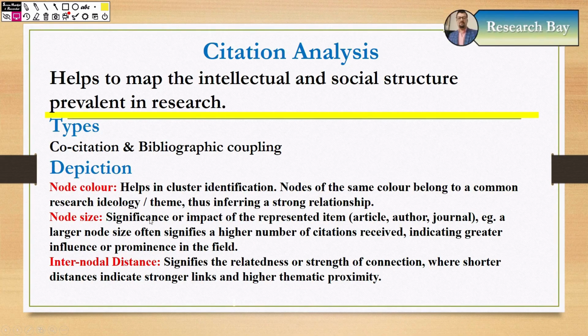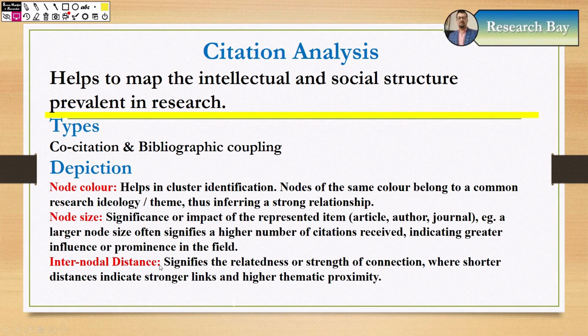Node size tells us the significance or impact of the represented item. It may be an article which you have chosen for the analysis, or it may be an author-wise or journal-based analysis. For example, a larger node size often signifies a higher number of citations received, which indicates greater influence or prominence in the field. So the larger the node size, the larger the number of citations received by the document. This citation analysis works on the principle of citations, and it considers that the higher the number of citations, the greater the influence or prominence in the field.